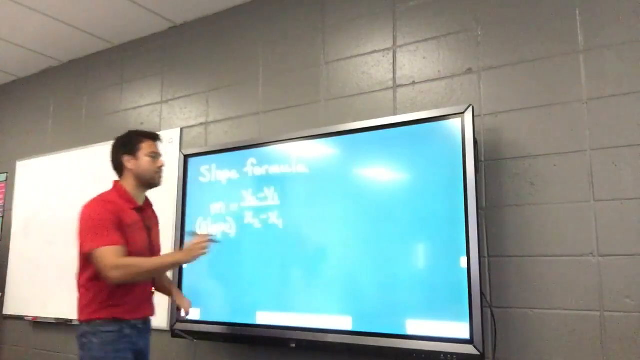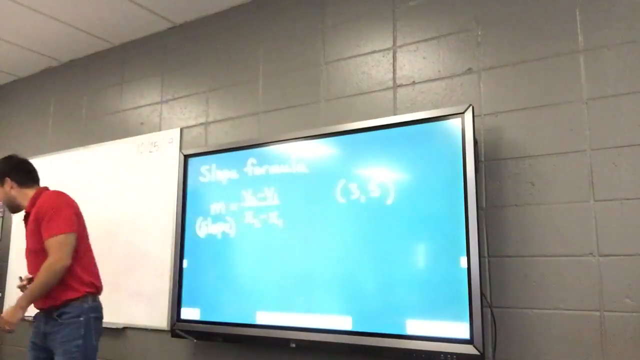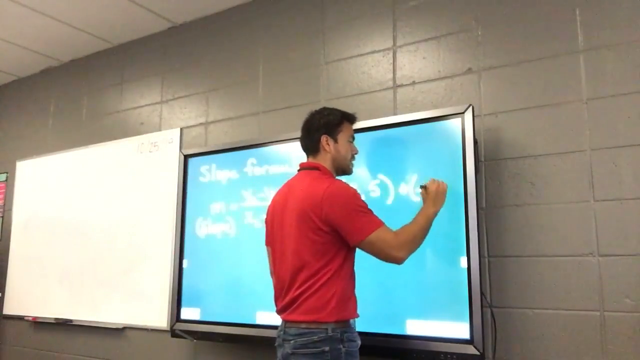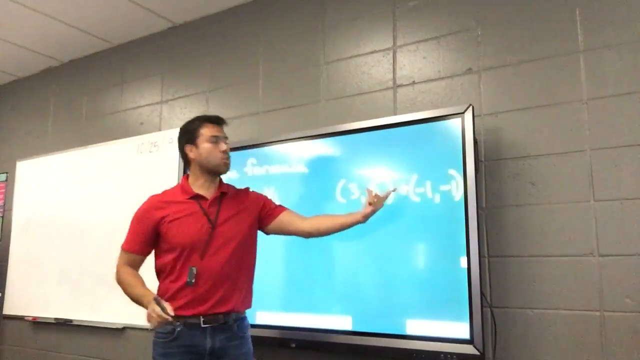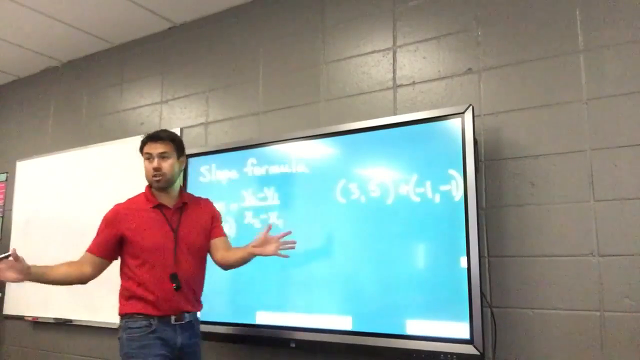Okay, so here is a set of ordered pairs. Let's use (3, 5). That's one point. And then the other one's going to be (-1, -1). So they give you these 2 points, and they're like, all right, these 2 points are on the line. Find the slope. You're like, how many points are on the line?